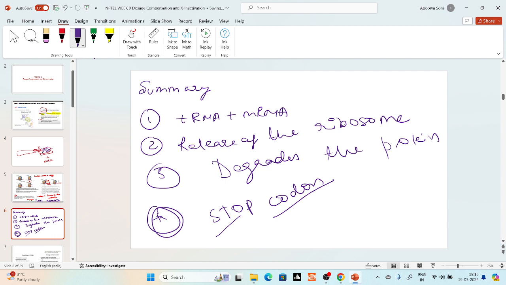So is this clear to everybody? The concept of tmRNA, is it clear to everybody? Yes or no? Just let me know so that we can proceed to the next topic, that is X chromosome inactivation and dosage compensation.